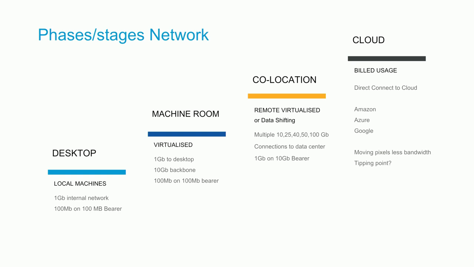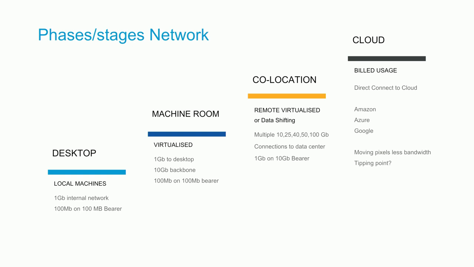And as you move up, you suddenly start to change the way that your infrastructure will work internally. So suddenly we've got the machine room. You've still got 1 gig to the desktop, but you might suddenly have a 10 gig or a 40 gig backbone on your servers and your main infrastructure. You might have 100 meg on 100 meg still. You might have 100 on a 1 gig bearer, whichever way it is. But as soon as you move from the machine room to a co-location and you put all your data in a data center, obviously they've got bigger pipes and they're cheaper because they're coming from the right locations.